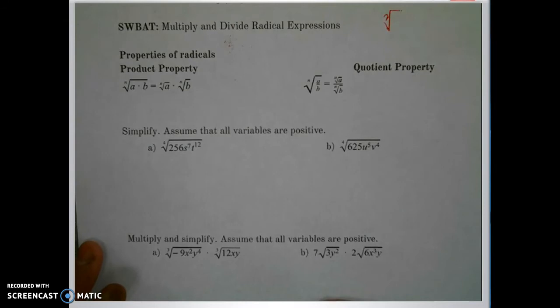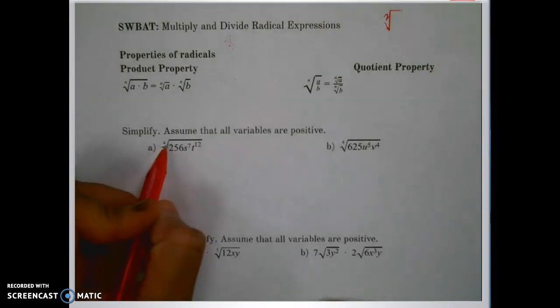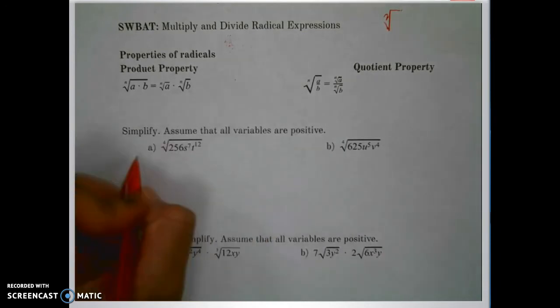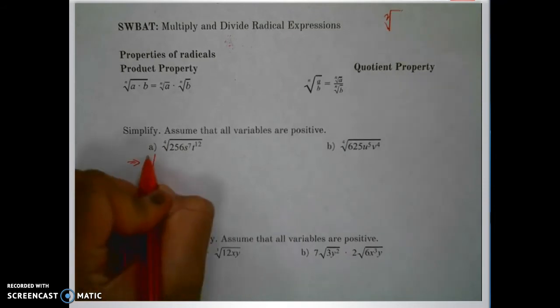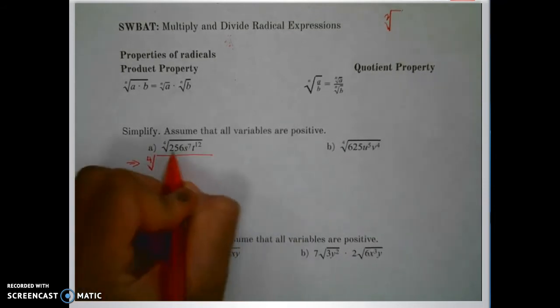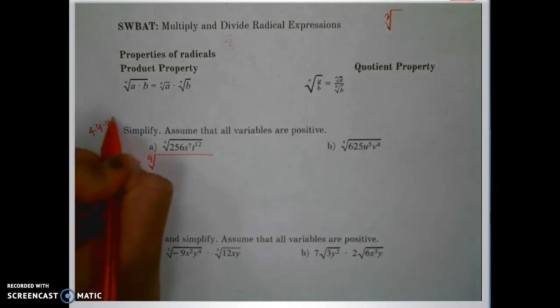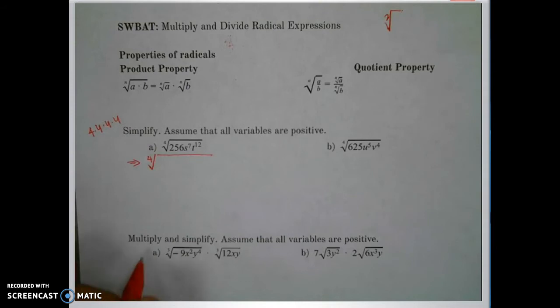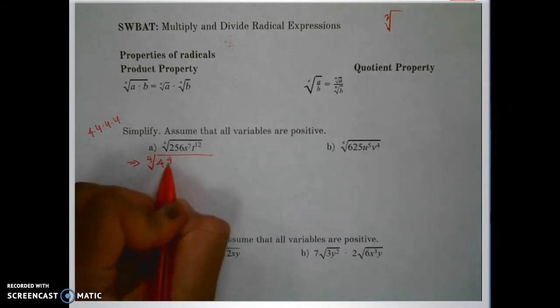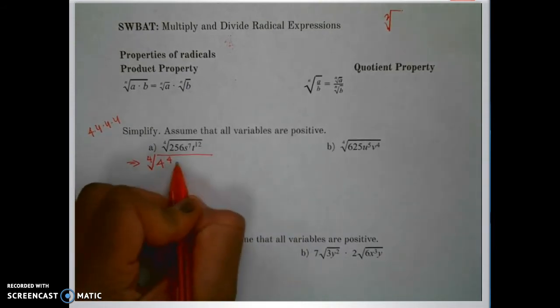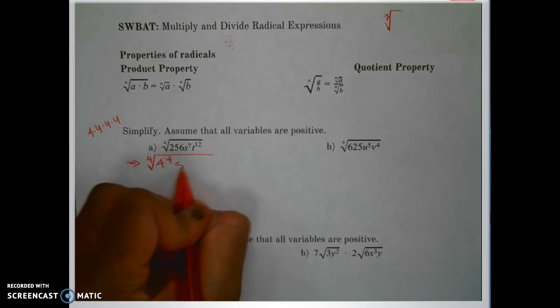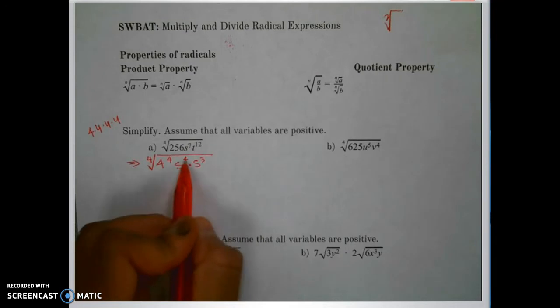So in the past when we've done this, it's been a square root and we were looking for perfect squares. This time we're looking for the fourth root. So I'm actually looking for perfect 4s. I'm looking at the 256, and I know that 256 is 4 times 4 times 4 times 4, so this is 4 to the 4th. And if I want a perfect fourth for the s to the 7th, it's s to the 4th times s cubed, because 4 plus 3 is 7.